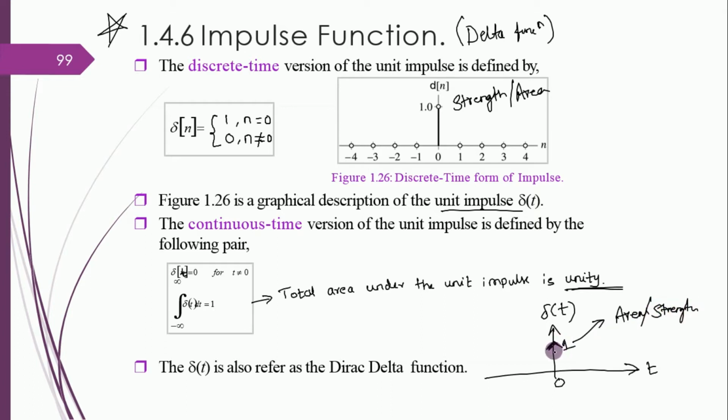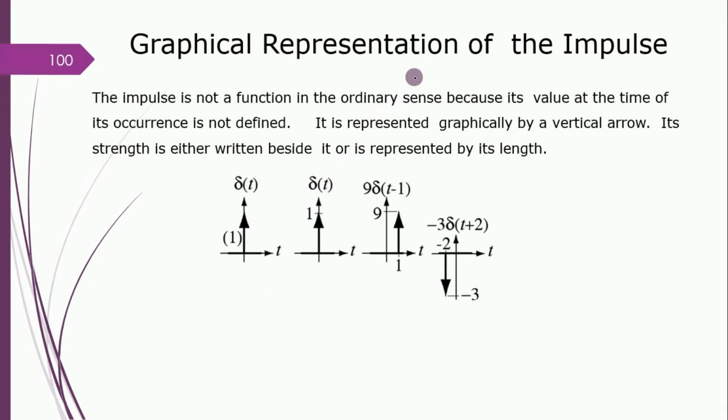Why is it not called amplitude? That's a question in front of us now. We will find the answer for it in the next slide. So delta of t is also referred to as the Dirac delta function. I repeat, Dirac delta function. Now we will see some graphical representation of this impulse function.